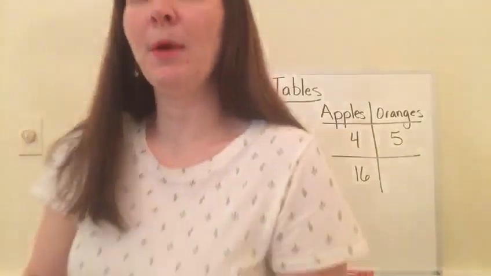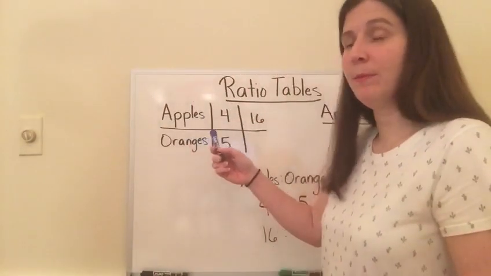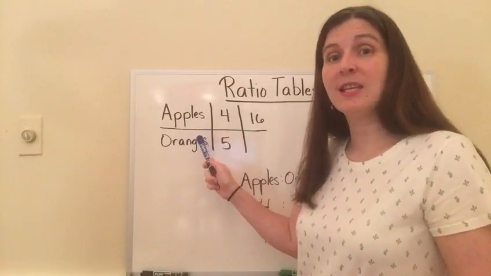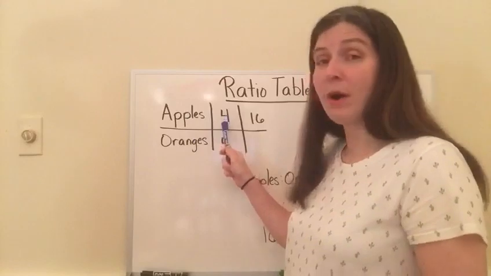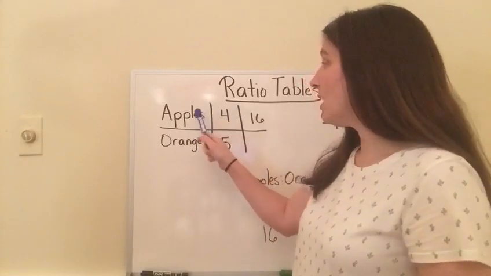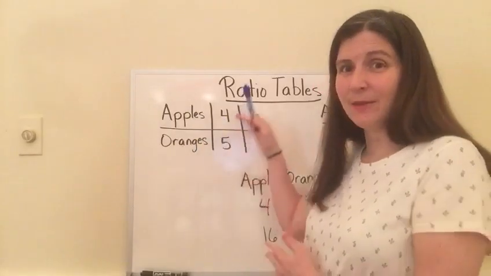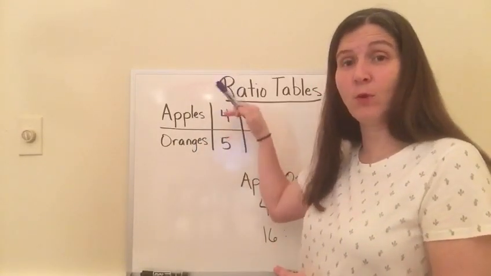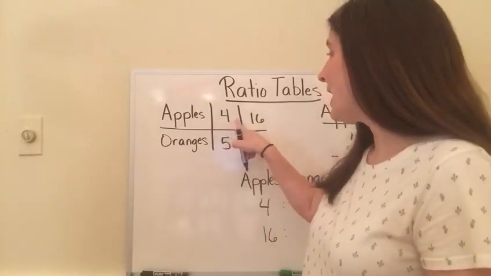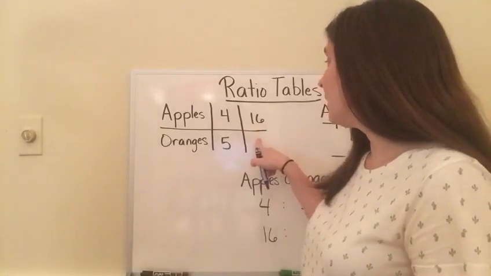Okay, so if we come over here and look at this horizontal table I set up, I'm talking about apples and oranges, and they specifically say that I have 4 apples for every 5 oranges. So when I set it up, I have apples and oranges, 4 and 5. Does everybody see how this kind of looks like a fraction, 4/5?